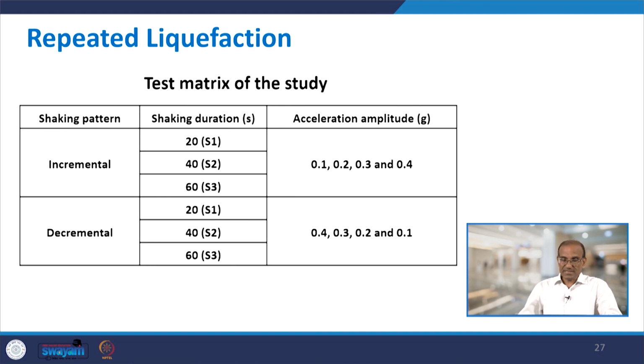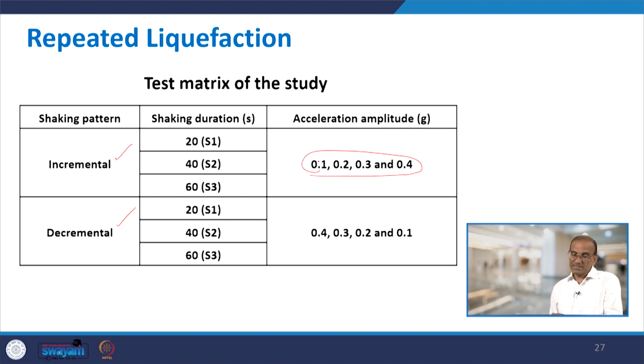Coming to the test matrix of the study, how many tests have been conducted. Two shaking patterns have been used to conduct the tests. One is called incremental shaking pattern, another is decremental. In incremental shaking pattern, 3 shaking durations, which are 20 seconds, 40 seconds and 60 seconds, have been used, and these are called S1, S2, S3. And the acceleration amplitude used varies from 0.1 to 0.4 and this is incremental.